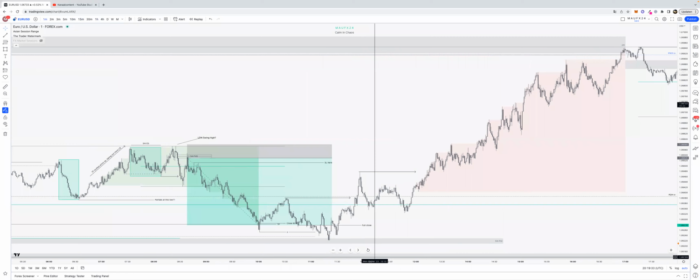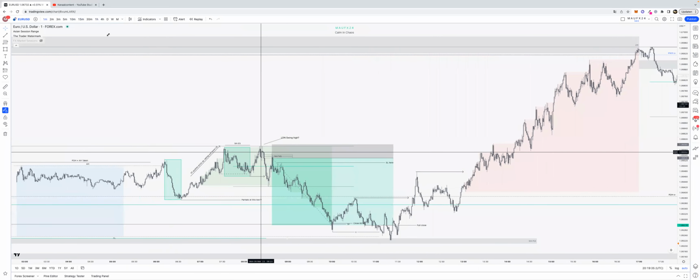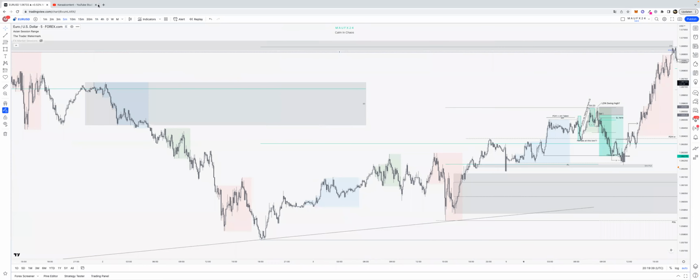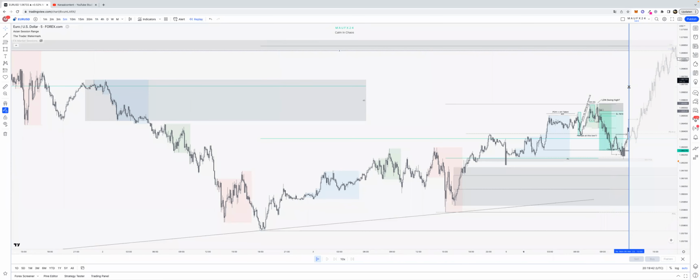And what we can see is that we get our early sellers on the 5-minute. So let me go into replay because I don't want to drag the charts left, right, center.